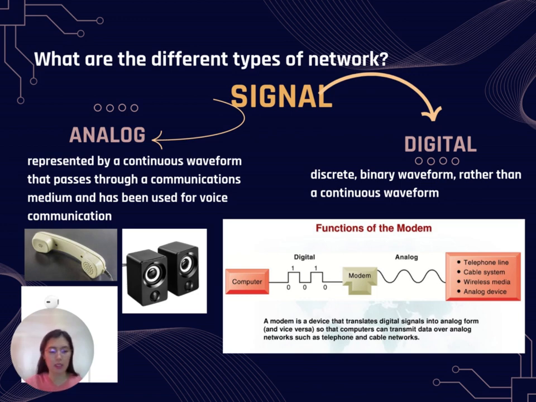A digital signal is a discrete binary waveform rather than a continuous waveform. Digital signals communicate information as strings of two discrete states, 1 bit and 0 bit, which are represented as on and off electrical pulses. Computers use digital signals and require a modem to convert this digital signal into an analog signal that can be sent over or received from telephone lines, cable lines, or wireless media that use analog signals.